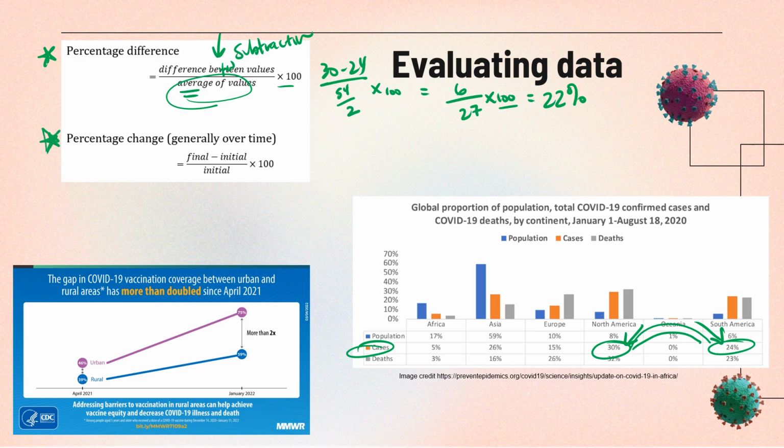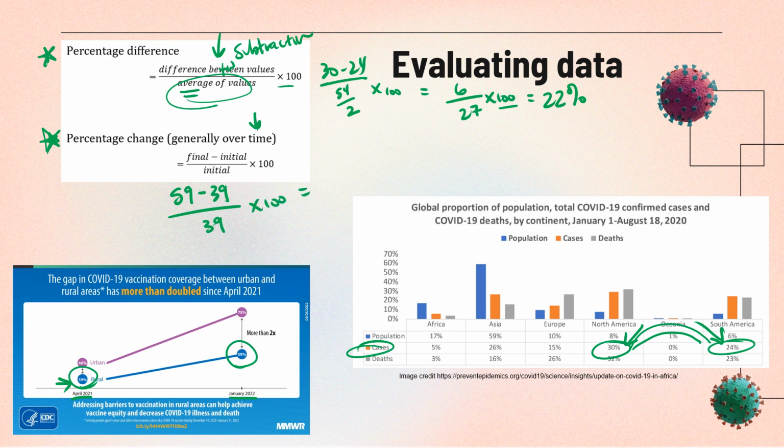We also have the percentage change formula. This is usually looking at a change over time. For example, let's say that I wanted to find the percentage change in vaccination in rural America in April of 2021, and then in rural America in January of 2022. So I would find my final value, that's going to be 59, minus my initial value, 39, divided by the initial value, and then times 100.